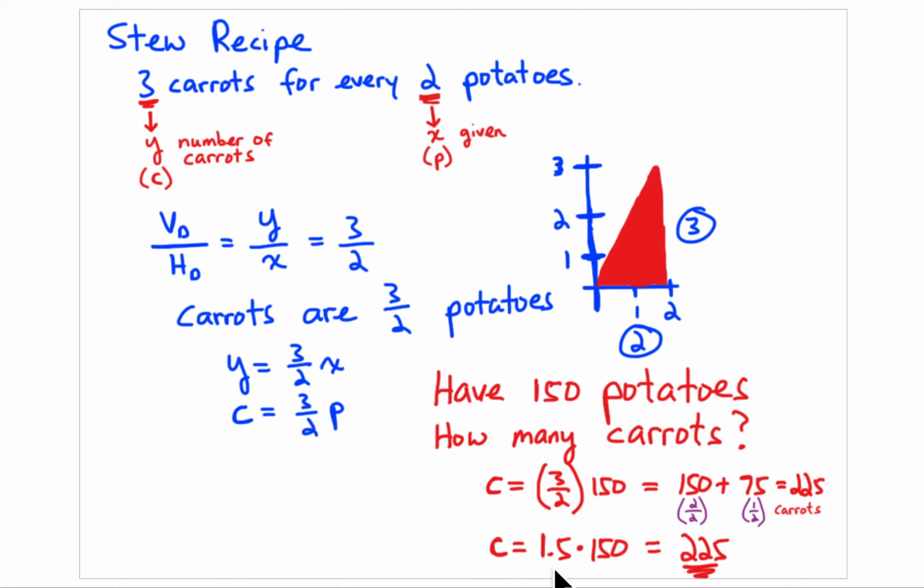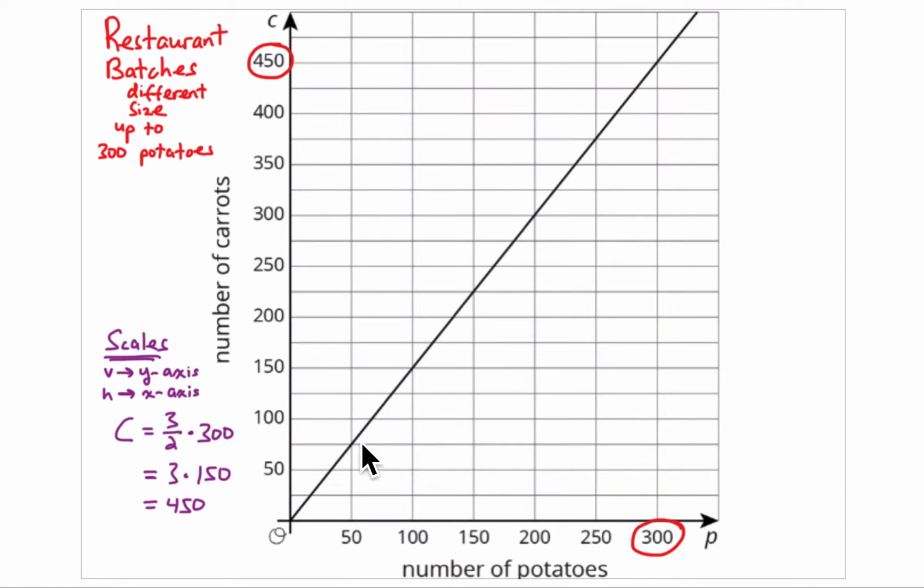So the number of carrots is 1.5 times the number of potatoes, which equals 225. I am purposely switching back and forth between the decimal value, 1 5/10, and the fraction, 3 halves, to get you used to thinking of it both ways. Actually, as you go through later math courses, the fraction is going to be much more useful to you. It's going to be much more accurate in your calculations.